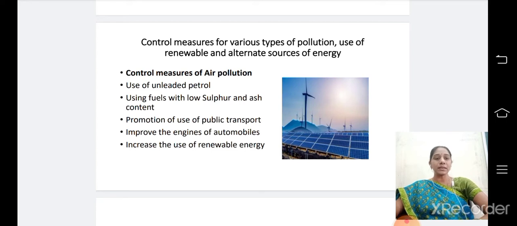So you can see solar plates in these pictures. Today everywhere solar energy is encouraged. You can see solar plates in traffic signals, even in our campus, college, educational institutions. Solar energy is very encouraging because there is no air pollution. Even from air, this energy is produced. So all these renewable energy sources must be encouraged to control air pollution.